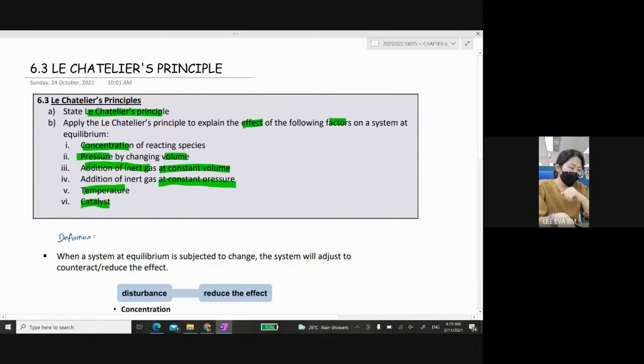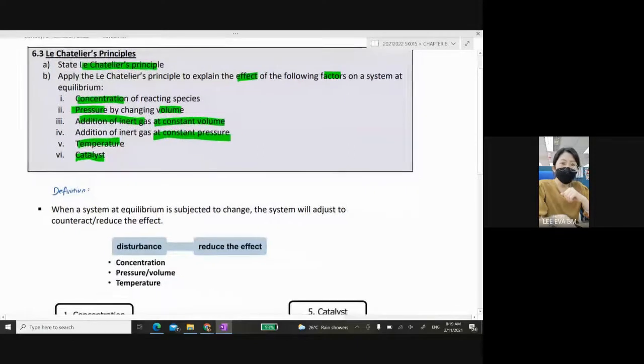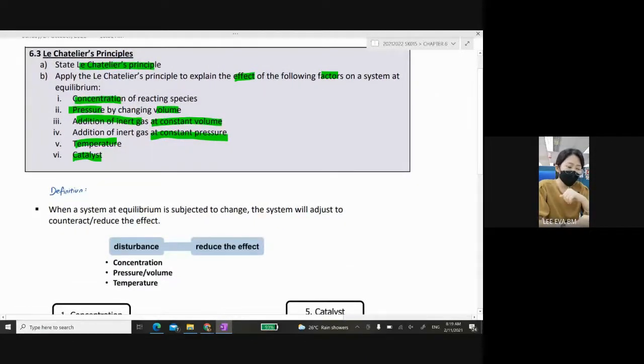Okay. So for Le Chatelier's principle, this is the definition, the first sentence in your notes. It says that when a system at equilibrium is subjected to change, that means you adjust the concentration, you adjust the temperature, you add inert gas. It is subjected to change, so that means you change something in the reaction. We call this the disturbance. Something disturbs your system. So when a system at equilibrium is subjected to change, the system will adjust to counteract or to reduce the effect.